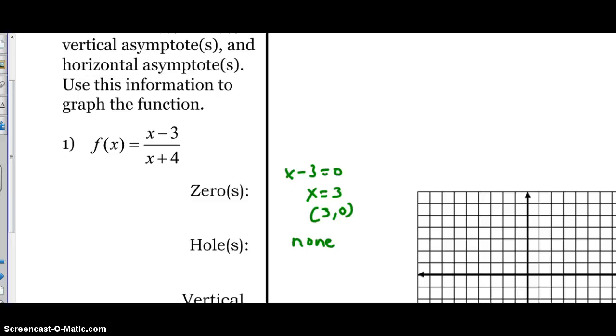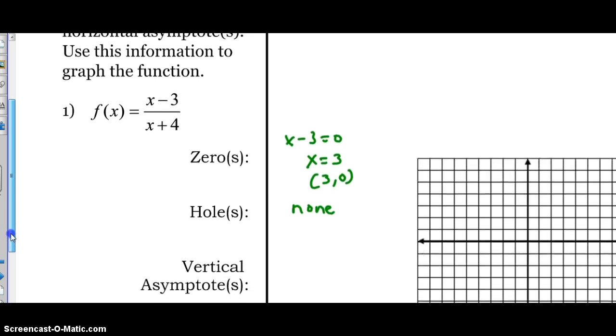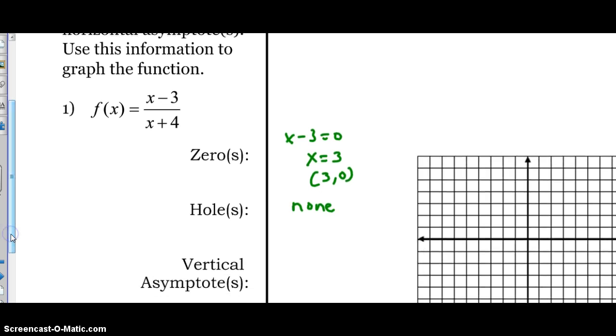Okay, so welcome back to part 2 of 8.1 video, and our next step is to find the vertical asymptote. Now remember, the vertical asymptote is when the function's undefined, so the denominator would have to be 0. So we're going to set the denominator equal to 0, and we'll have x plus 4 equals 0. And when we solve for x, we'd have x equals -4 because we have to subtract 4 from both sides.